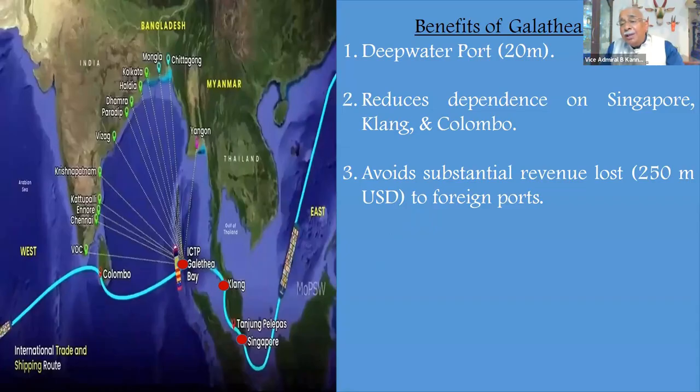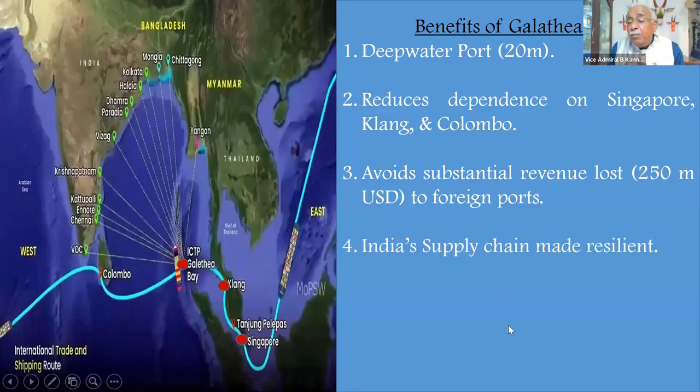Because all these foreign ports take money in dollars for your container lying there. You may be an exporter, your container is lying there for 3 days, and you have to pay the money to that port in dollars before it is picked up and is taken to the next destination. So if it is an Indian port, you have to pay only in rupees, which is a great advantage.